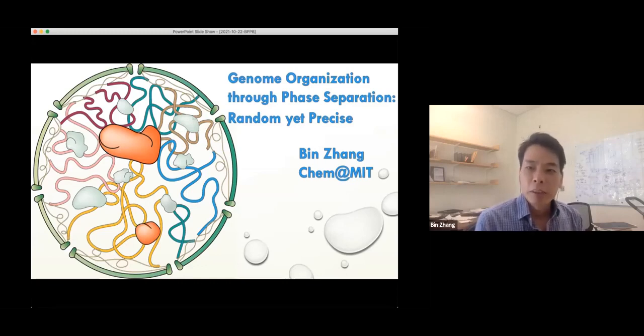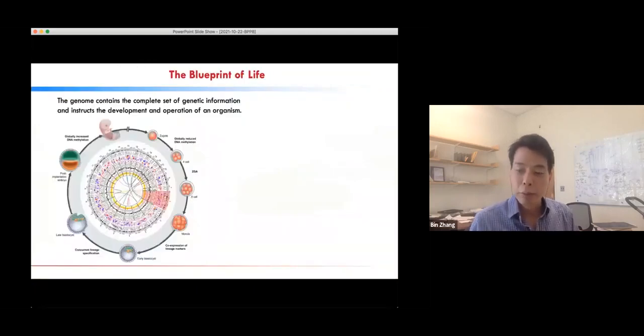So my lab focuses on computational modeling of genome organization. And the reason we are interested in the genome is because it contains a complete set of DNA, and I suppose instructs the development and operation of an entire organism. And because of its importance, the genome has often been poetically called the blueprint of life.